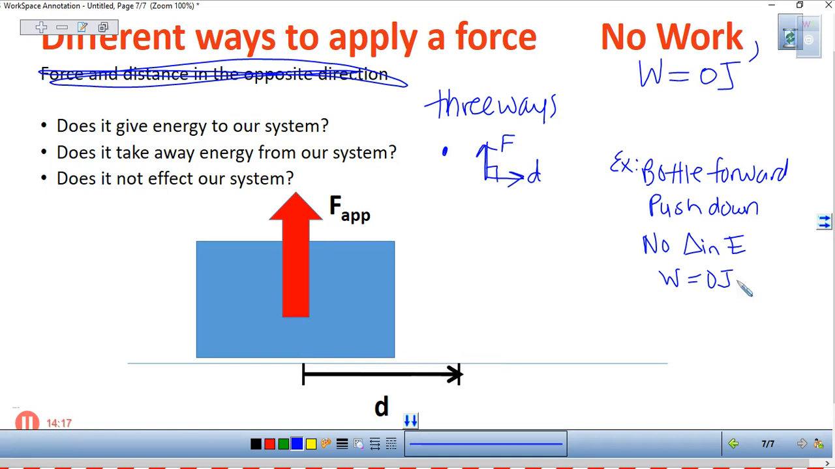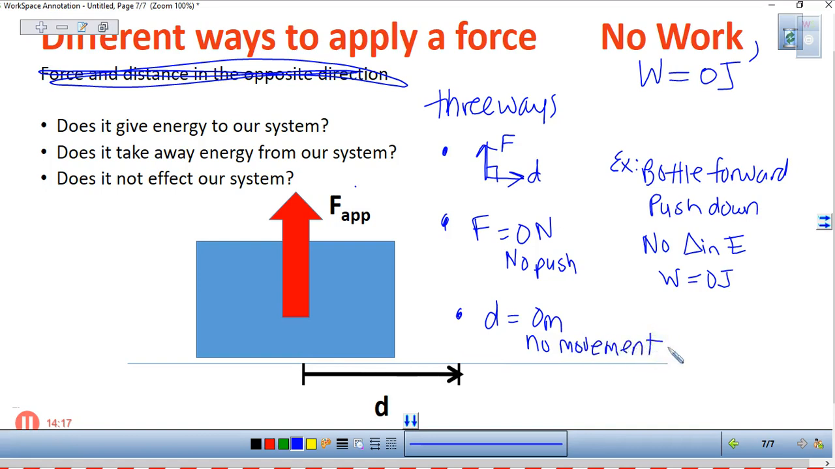The other two ways you can have no work would be to make one of those two values 0. A quick example. This is a silly example, but worth saying. If your force is 0, if I don't push this water bottle, nothing's going to happen. That's no work right there. And then the opposite is true. No movement. Now I could push something and not move it.